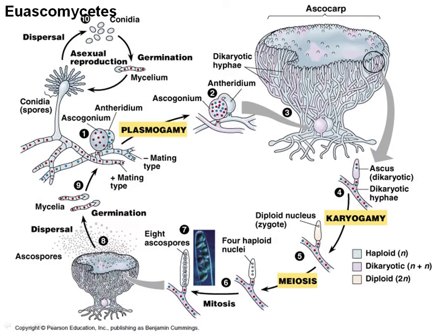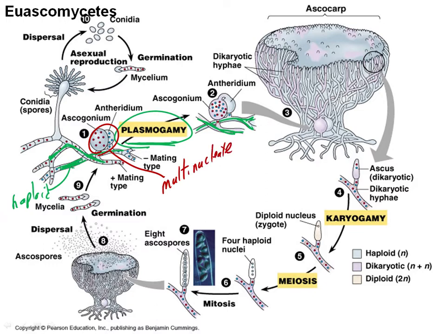And we're going to start over here with plasmogamy. Now, first of all, let's find our haploid hyphae. So I'm going to just put our haploid hyphae, even though they're different mating strains, I'm going to draw them here in green. So these are haploid. So here again, we've got the haploid hyphae. And then we have multinucleate gametangia.